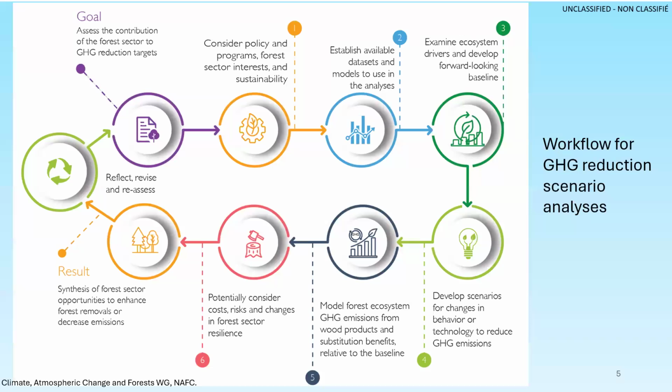After we've done the carbon estimates, we can consider risks and costs and change to forest resilience. And then we can summarize that result and synthesize the activities and their impacts. And then there's here a revise and reflect and reassess. So we'll often, and I have repeated this loop many times, and every time you go through this loop, you learn about the impacts of a different activity that you can model.